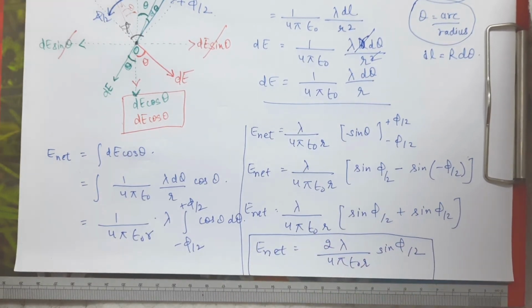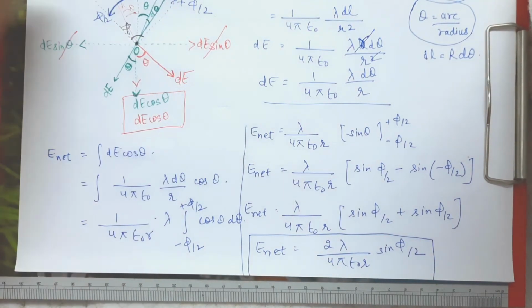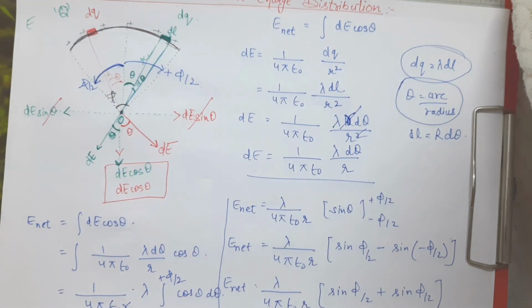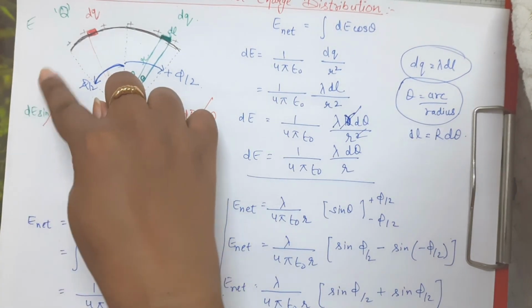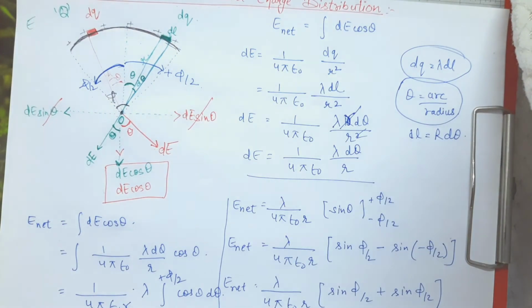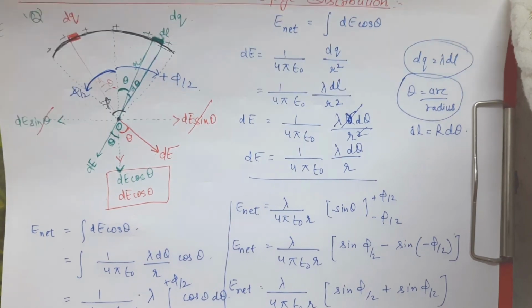So this will be the net electric field at point O due to this type of charge distribution which we have shown here. Now this is a general case. Now using this general case you can also find out the electric field due to circular charge distribution, in which charge is distributed over a semicircle also or over a quarter of a circle also. So you can try that on your own, otherwise we are going to discuss that in the next video.